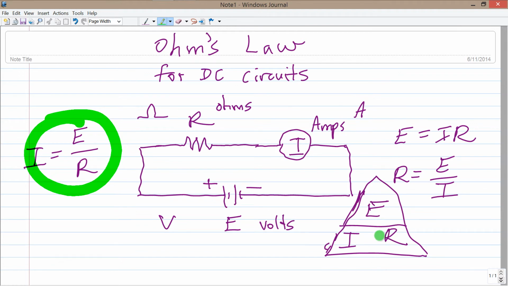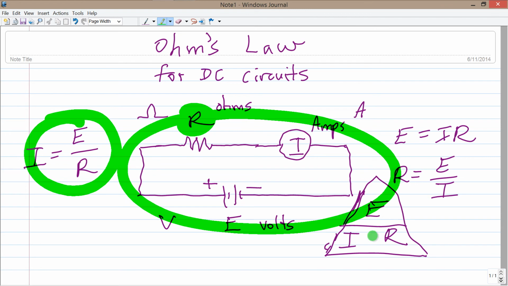I'm not real fond of this particular memory aid because I think it's better to actually realize this formula while you imagine a circuit like this, a source of voltage, a specific resistance, which includes, by the way, the resistance of the wires and the resistance that may exist inside of the meter and inside of the battery. So this resistance is actually the total circuit resistance. So that is Ohm's law for DC circuits, direct current circuits.